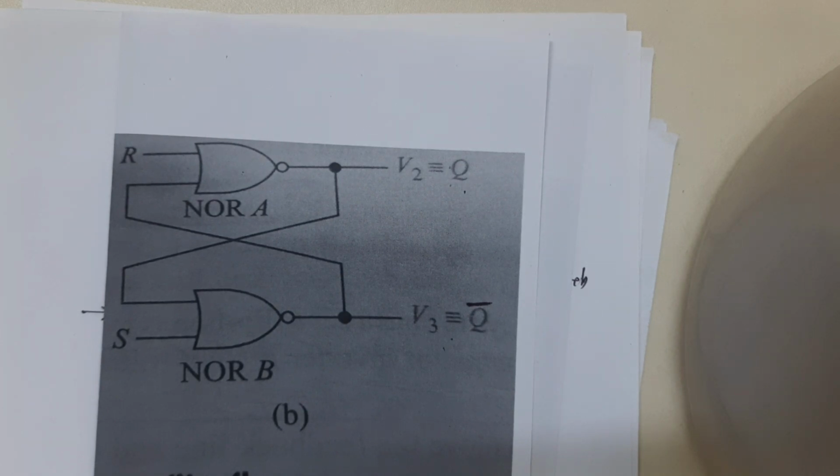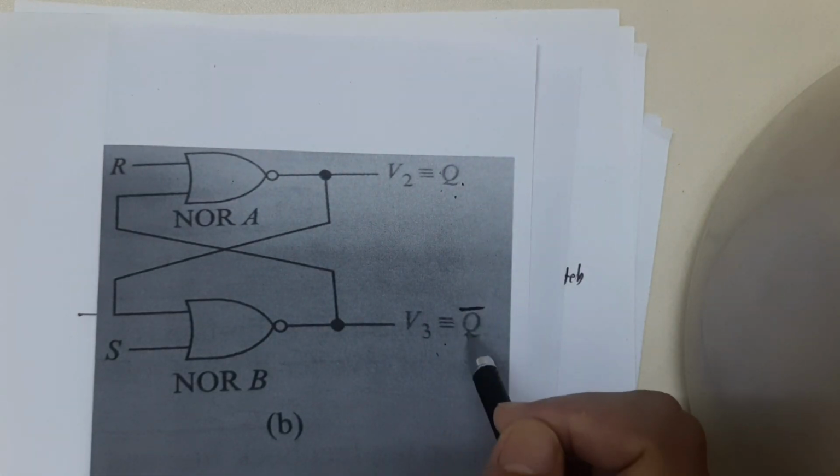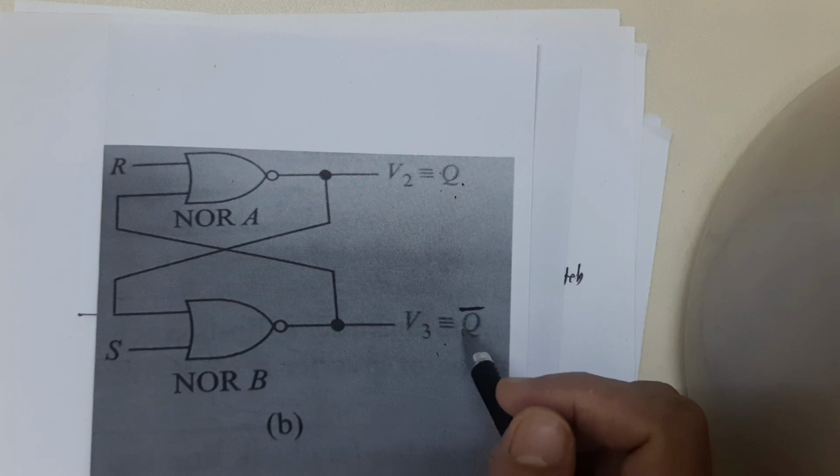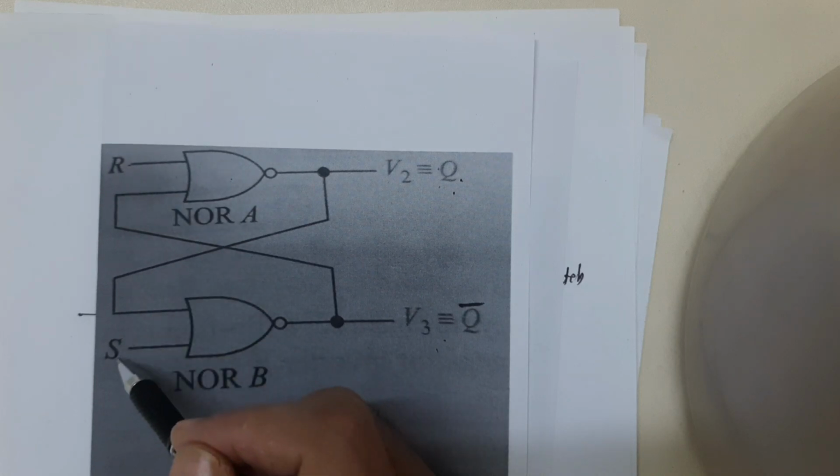This circuit is redrawn here. The flip-flop actually has two outputs, defined in more general form as Q and Q bar. It should be clear that regardless of the value of Q, its complement is Q bar. There are two inputs to the flip-flop, defined as R and S. This is your R and this is your S. R and S are the two inputs.